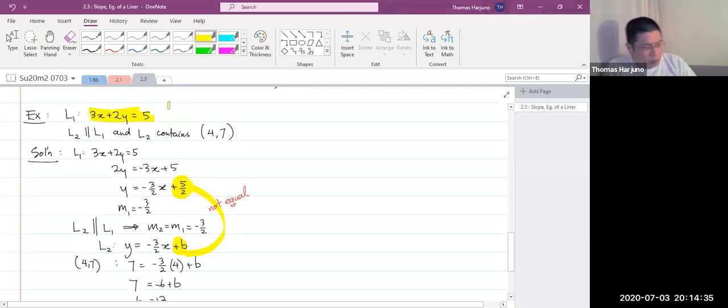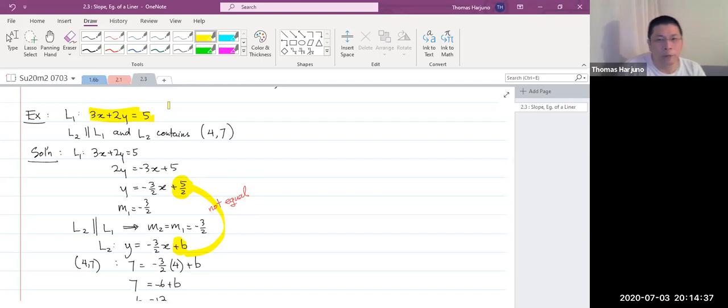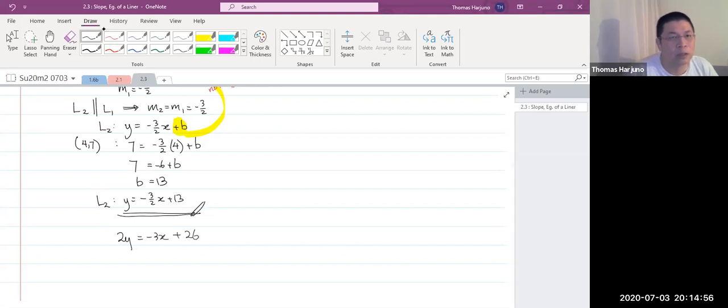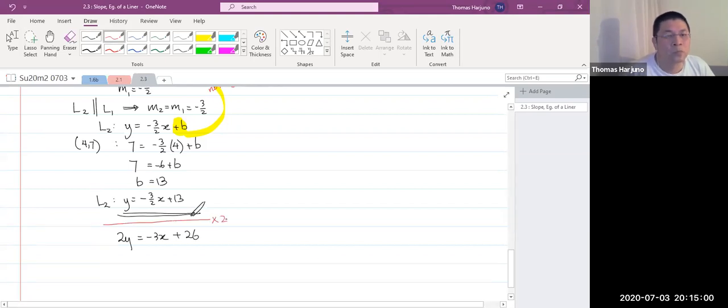In fact, very soon you will see a reason why we want to keep that in general form. Imagine if I try to change this into general form, then I will get 2y equals -3x plus 26. I multiply both sides by 2, and then I move the 3x to the left-hand side.